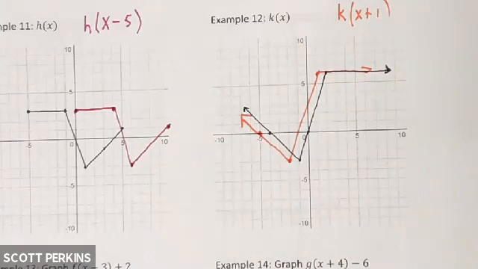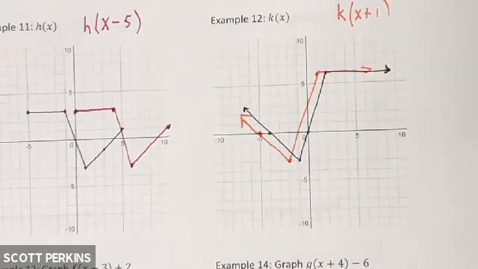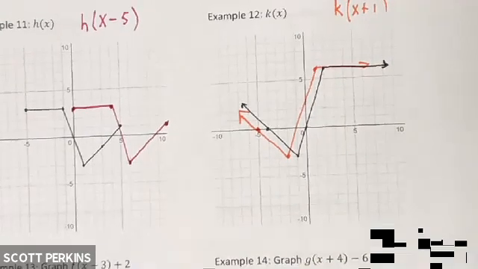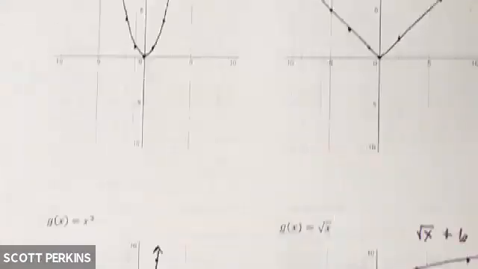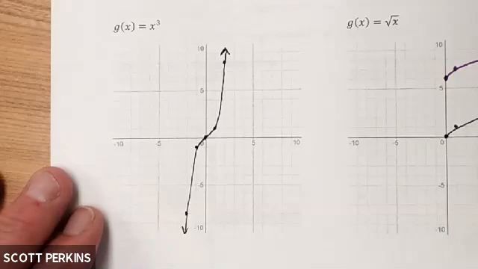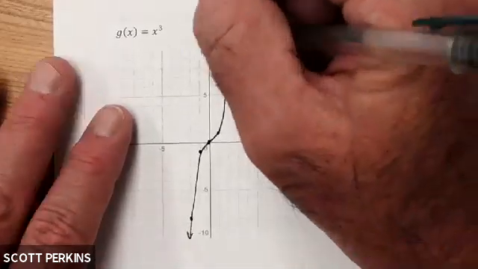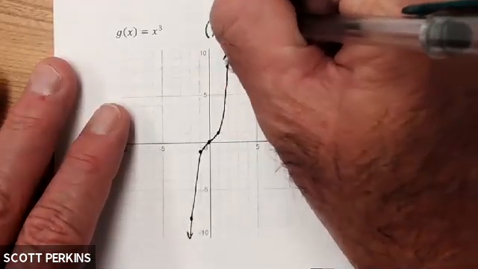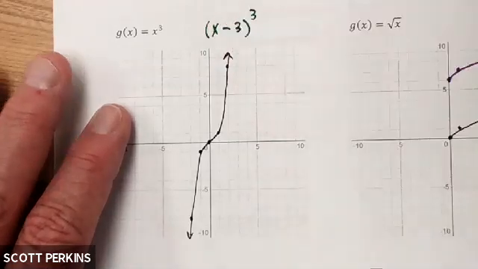One more of these, and then we're going to talk about what happens when both are done. So if you go back to page 1 again, okay, page 1 are basic graphs. We're going to look at the cubic graph. And please, if you would, do x minus 3 cubed.